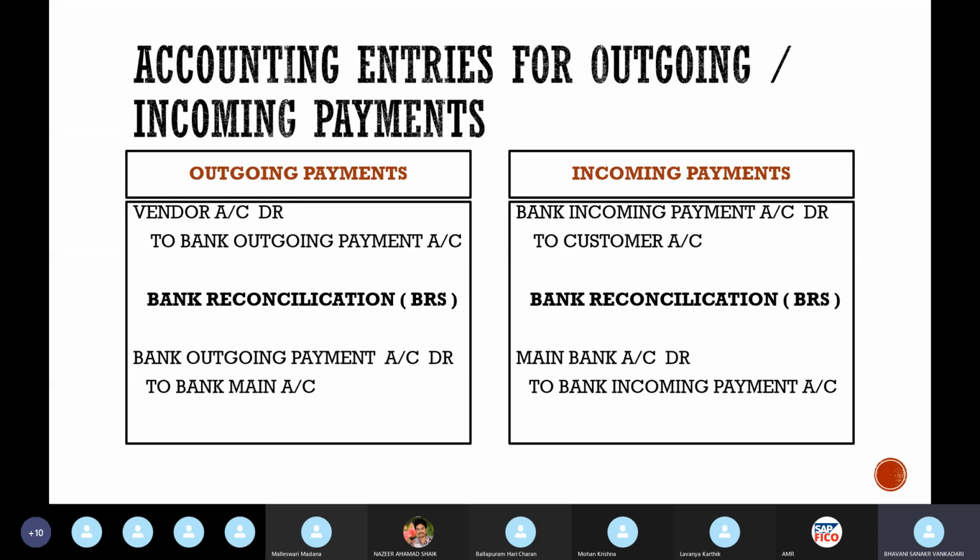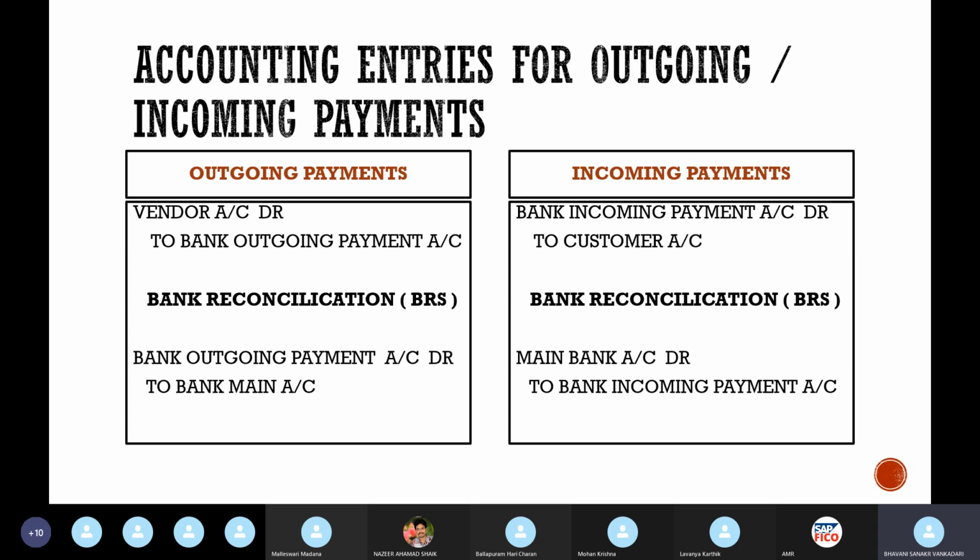Accounting entries for outgoing and incoming payments. These are the accounting entries. For the outgoing payments, initially, the entry would be vendor account debit to bank outgoing payment account. Once we do the bank reconciliation, the entry will be bank outgoing payment account debit to bank main account. Here, the bank outgoing payment account will be nullified, and finally, the final entry will be vendor account debit to bank main account.